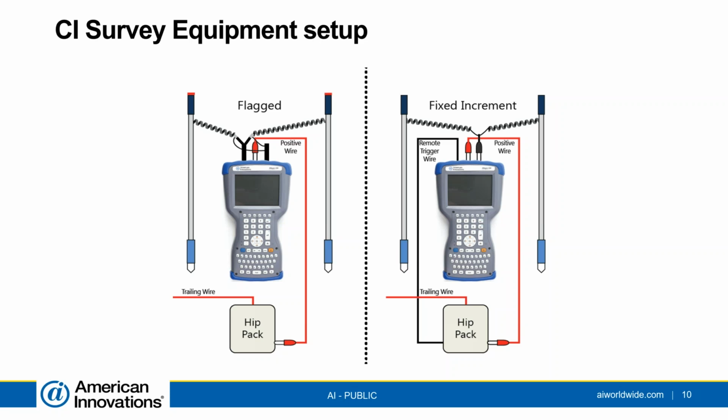So a couple of subtle differences here. One, the remote trigger is going to be going directly to the survey probes in flag mode. In fixed increment, that remote trigger is going to come from your wire counter.